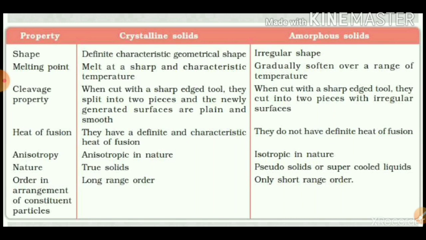At first, let's understand shape. Crystalline solids form a definite geometrical shape. Why? Because they have a regular pattern of constituent particles, whereas amorphous solids form irregular shapes. Why is this so? Because they don't have a regular pattern.